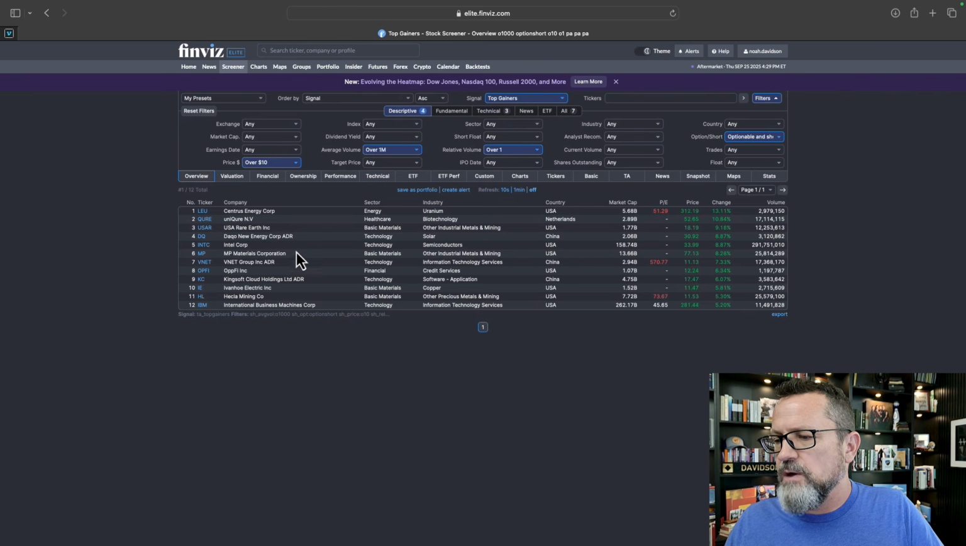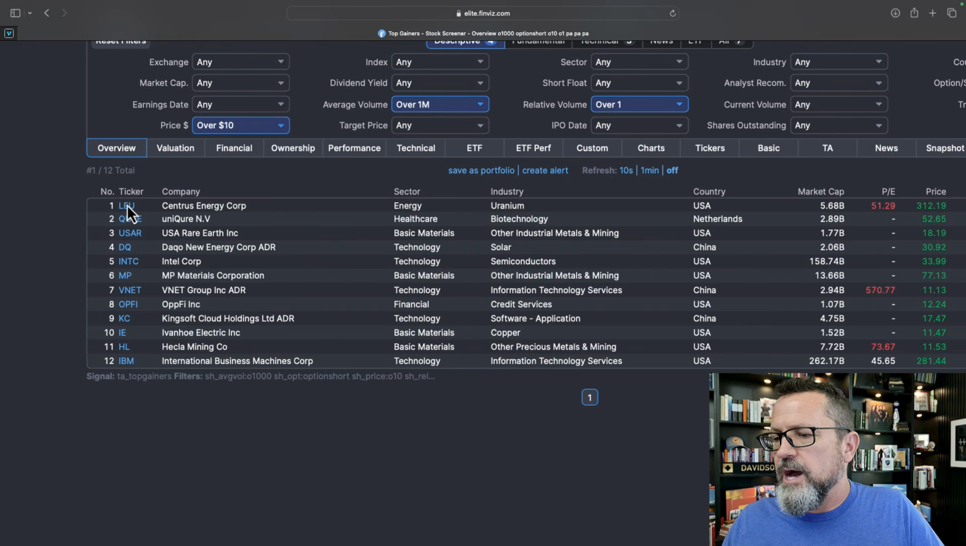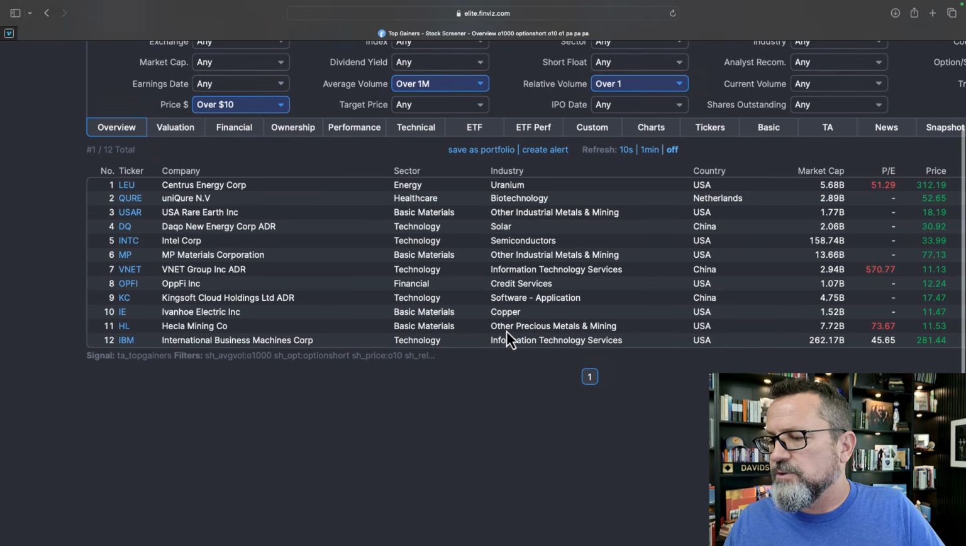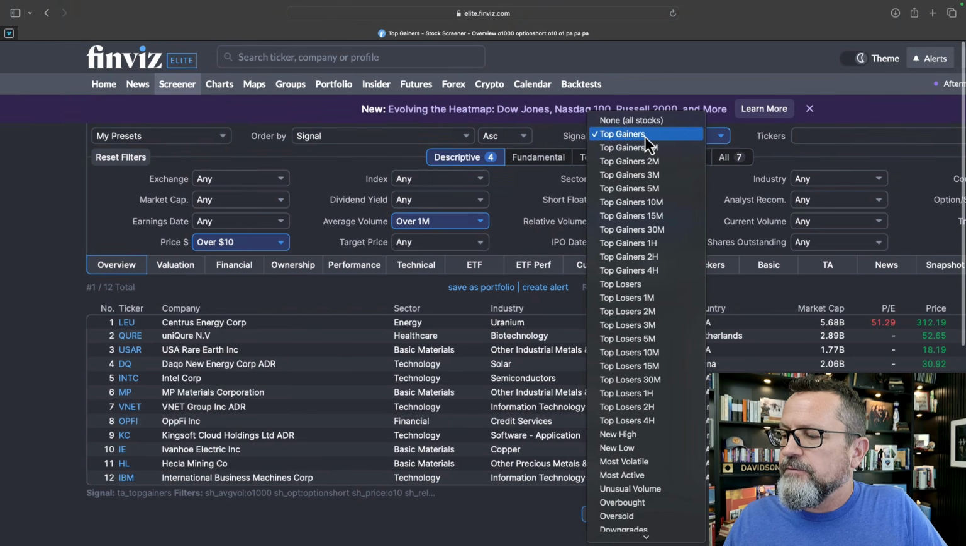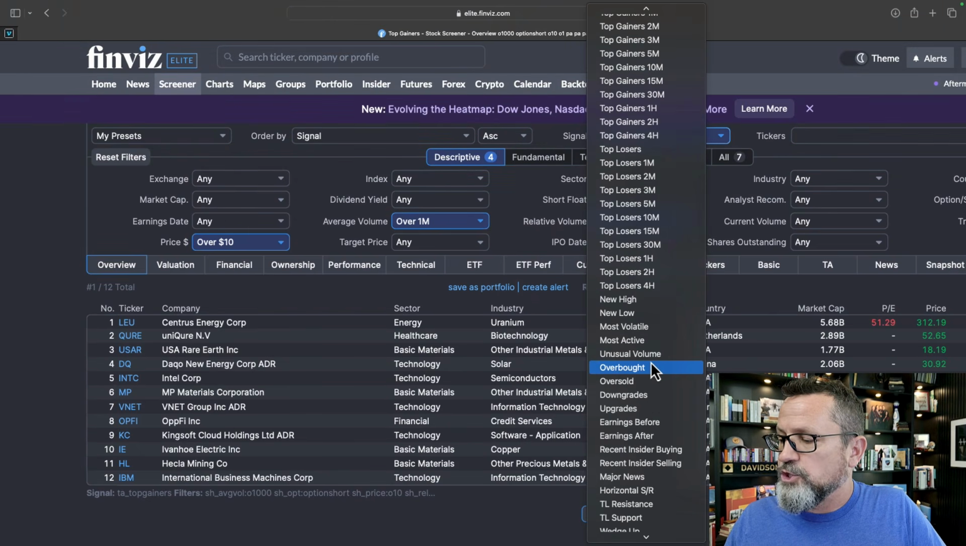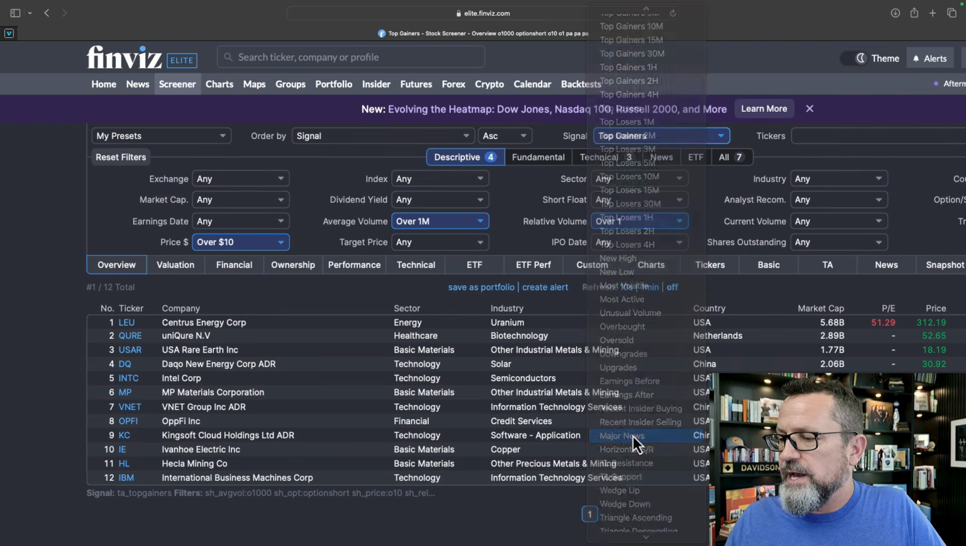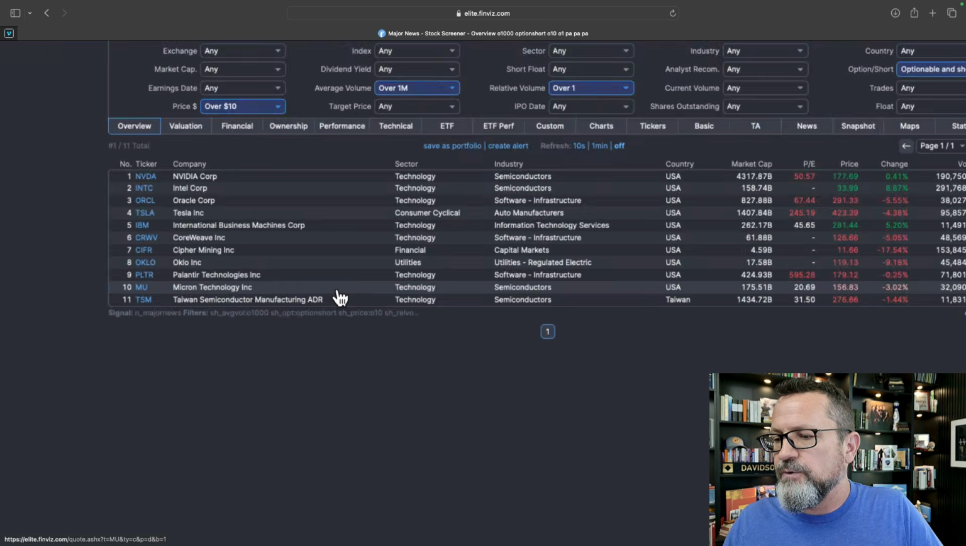These are the top 12 candidates right now. I've got LEU, which is uranium. We got some biotech, Soli, semiconductors, Intel's on the move, and so on and so forth. Again, there's good candidates in here. I could filter for news, like show me stuff that has had major news announcements lately. That can be a catalyst for movement.